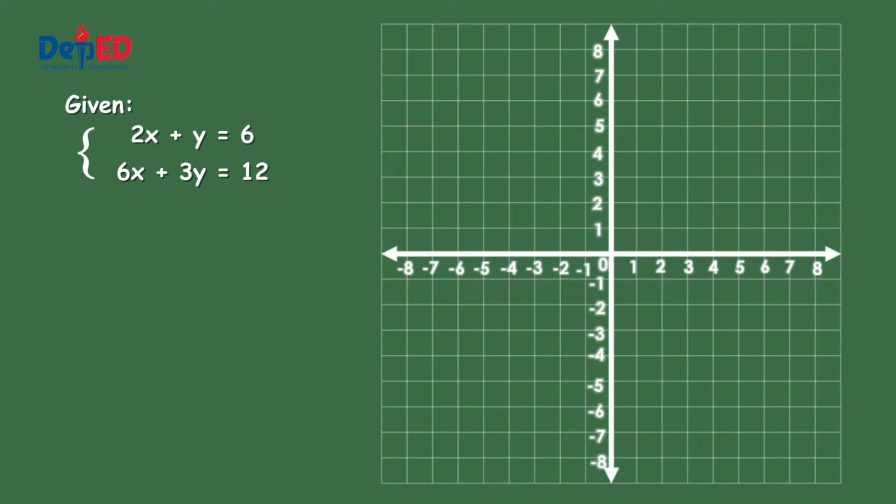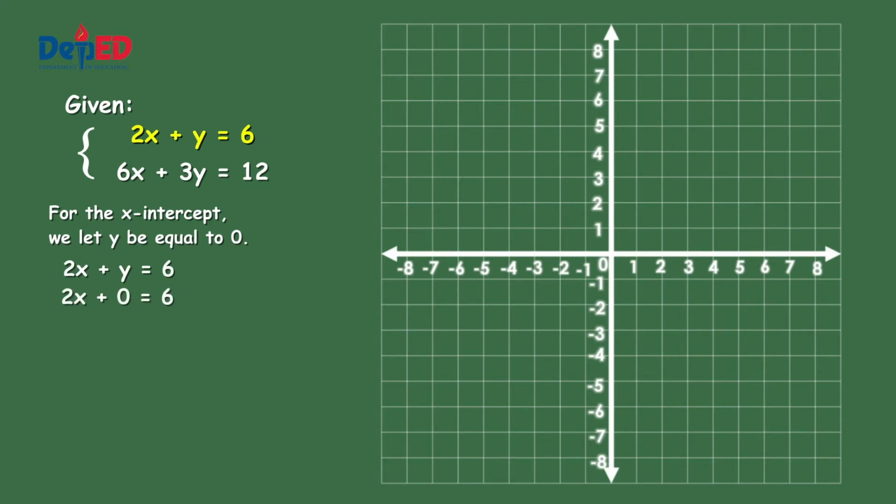Graph the first equation. There are different ways to graph a linear equation, but since the given is already in standard form, it would be easier if we look for the intercepts. To get the x-intercept, we let y equal 0. 2x + y = 6 becomes 2x + 0 = 6 by substituting y = 0. This simplifies to 2x = 6, and by the multiplication property of equality, we have x = 3. We now have an ordered pair (3, 0).